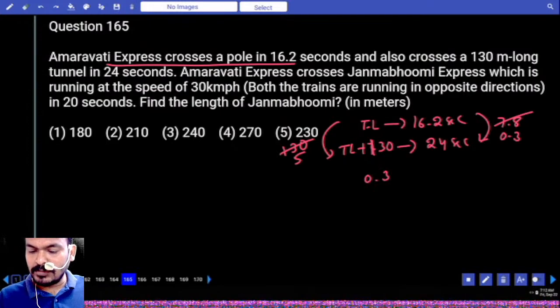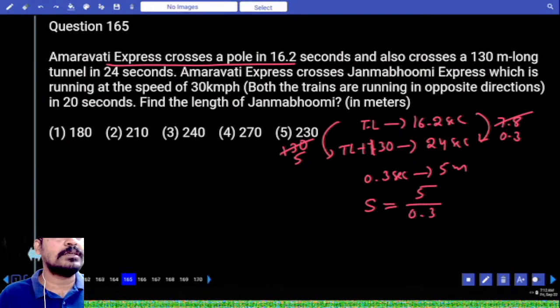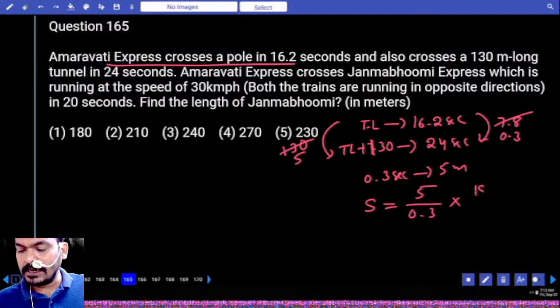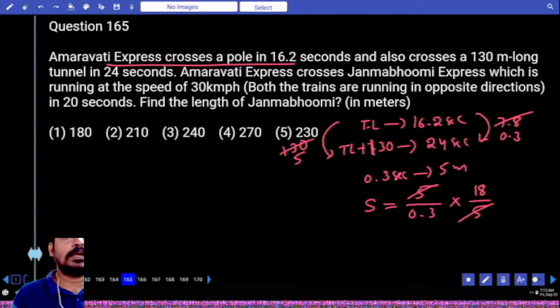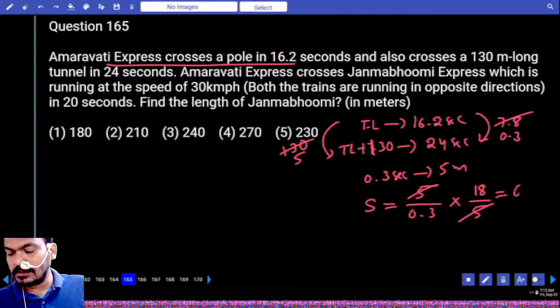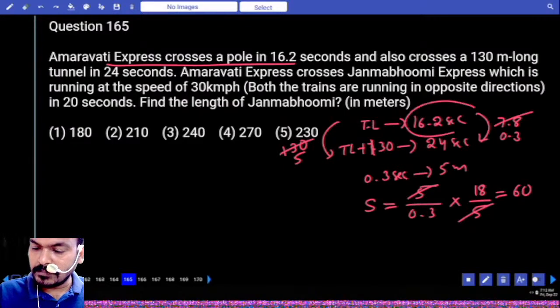In 0.3 seconds, how much distance is covered? 5 meters. Okay. Then speed equals how much? 5 by 0.3 meter per second, multiplied by 18 by 5. The 5s get cancelled. 180 by 3. How much? 60. Okay. Again we require the length of the train.